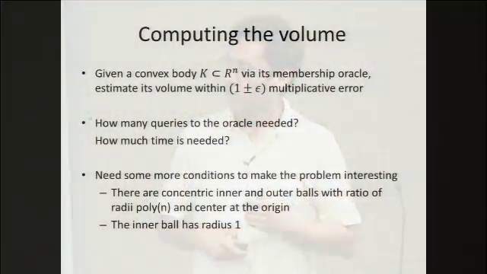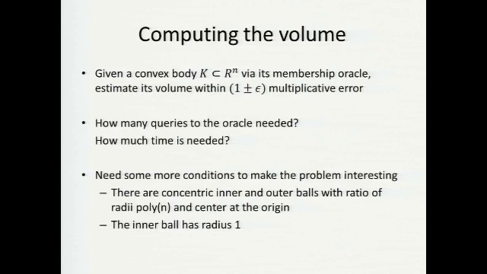So now the question becomes this. We're given a convex body K in R^n via a membership oracle. We want to estimate its volume within some multiplicative factor, 1 plus or minus epsilon. Epsilon is a small constant like 0.01. So the question is, how many queries do we need to make to the oracle to answer this question? And how much time do we need?